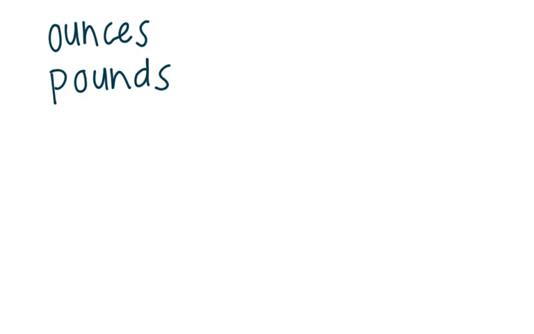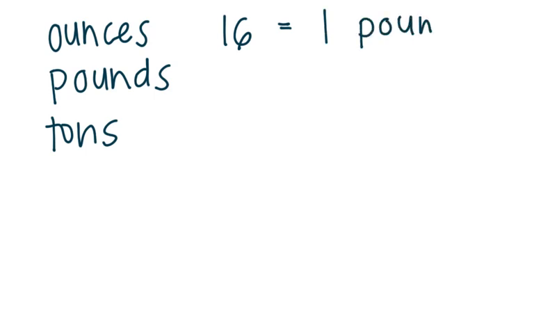The U.S. customary measurement system has 3 units to measure weight. They are ounces, pounds, and tons. There are 16 ounces in 1 pound, and there are 2,000 pounds in 1 ton.